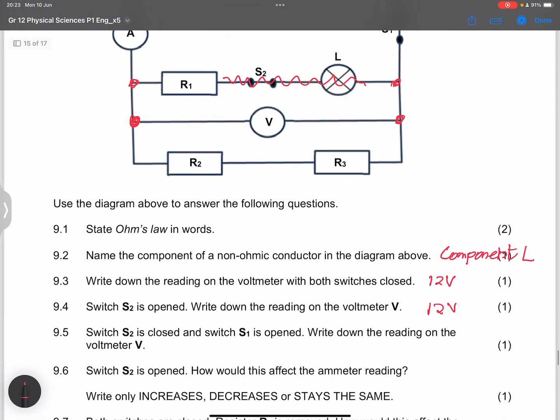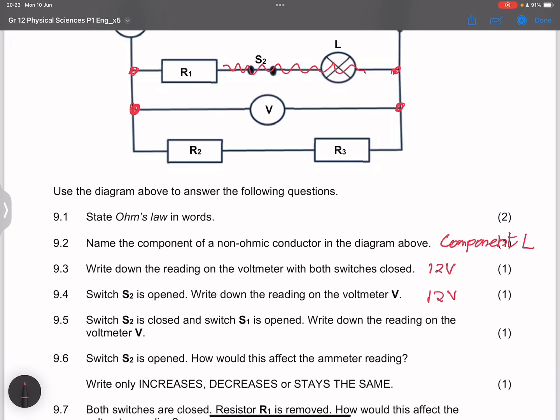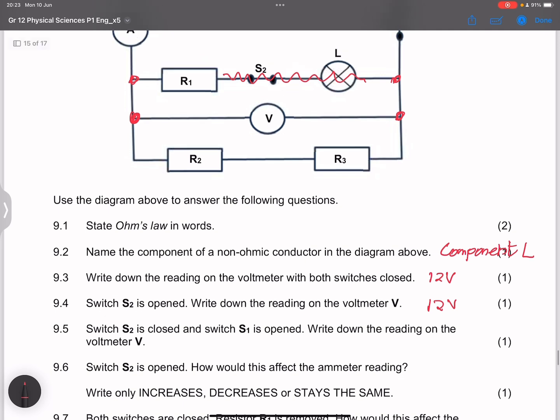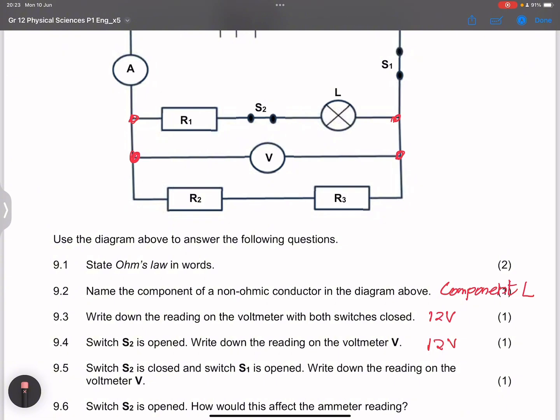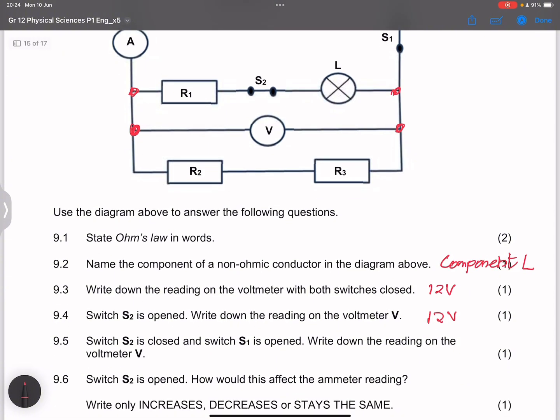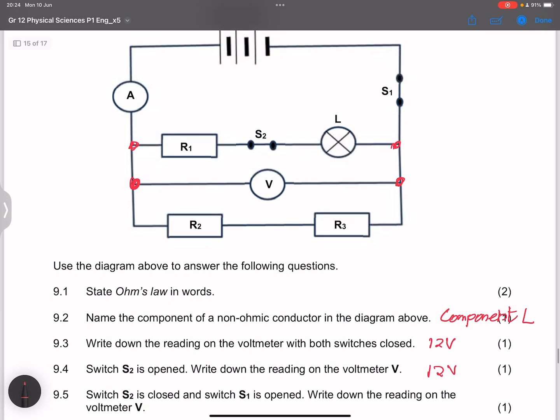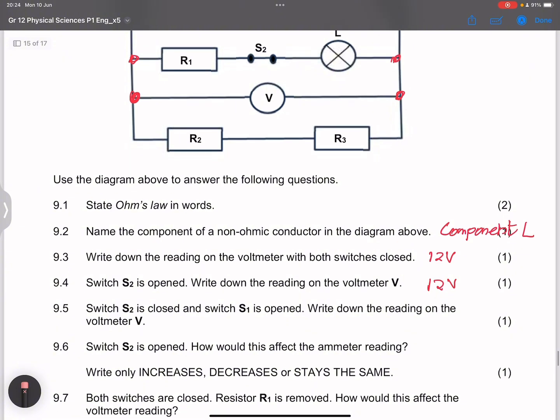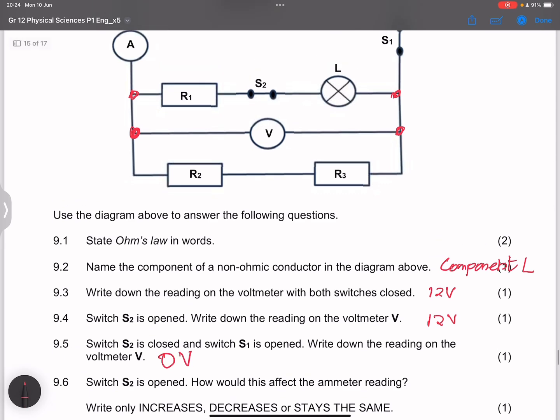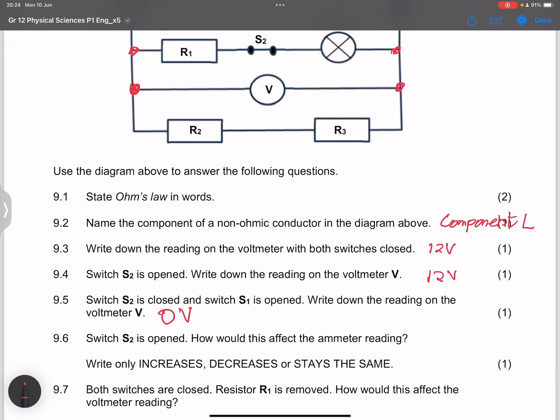And the next one says switch S2 is closed, so we would have current there, but S1 is open. Note, when switch S1 is open, there's no current flowing into our circuit. They say write down the reading on the voltmeter V. That would be 0 volts, since it won't be connected to the other side of the battery.